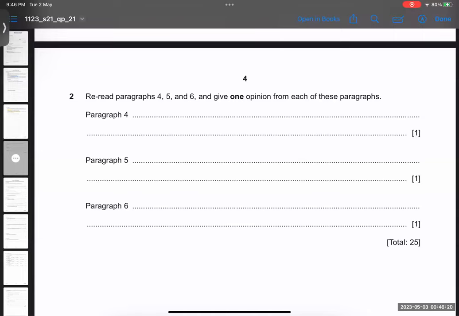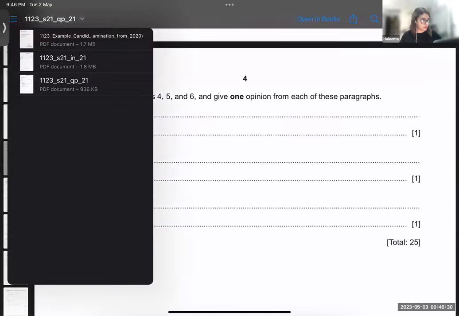Miss, content points ko join kis tarah karenge? All right, so when you're talking about joining content points, let me show you an example. This should answer your question.